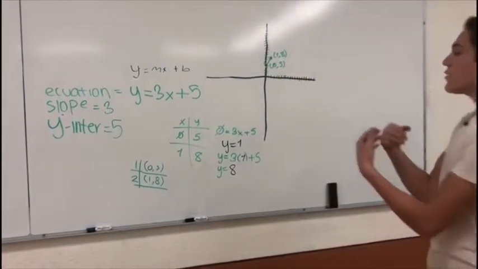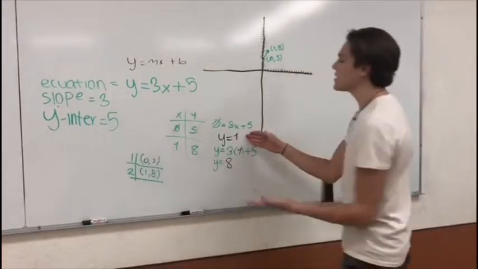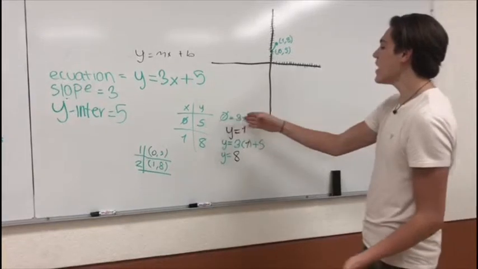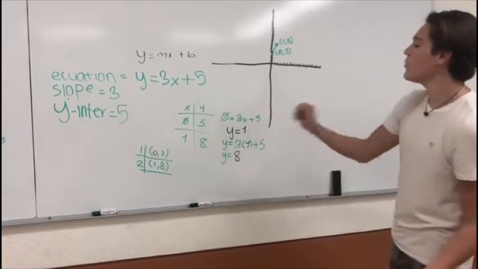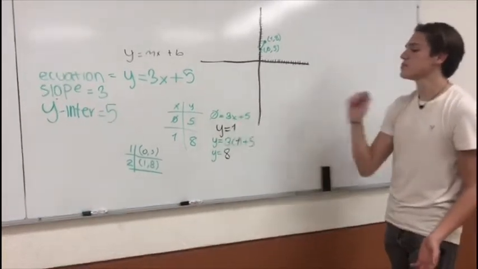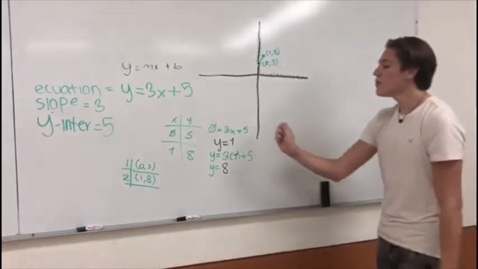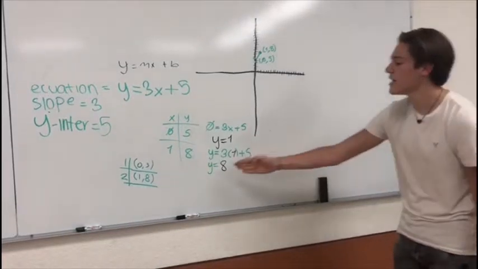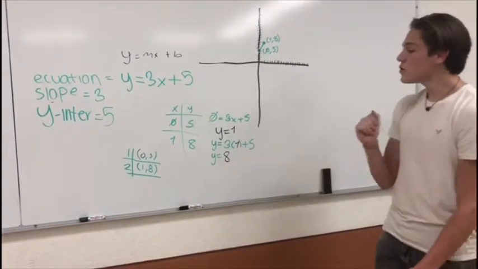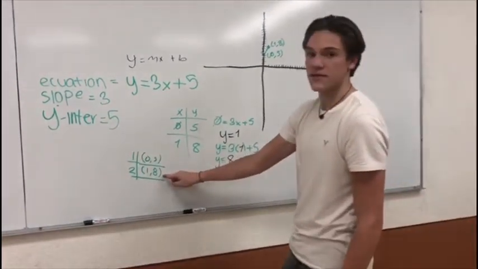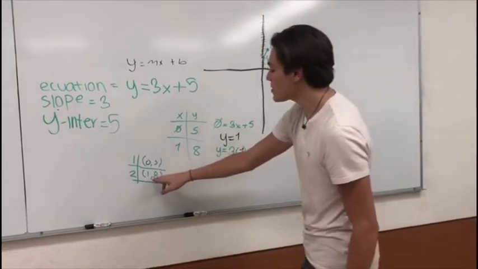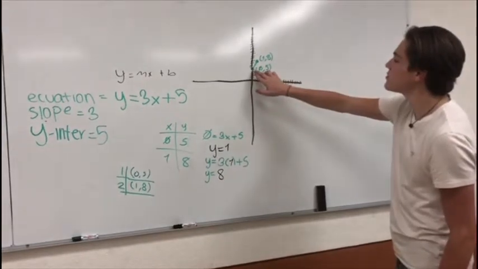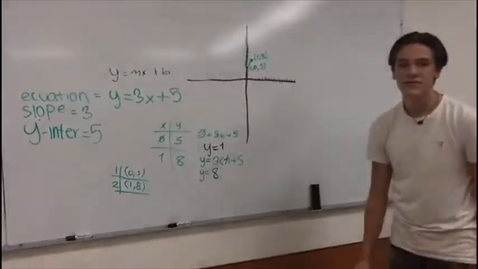So now, we're going to substitute 0 for x, because we don't have any x. We substitute 0 for x and we will get y equals 5. Then, we will substitute the x in the other one, and we will get our second point. The second point will be (1, 8), and it will be located right here, and the first point will be located right here.